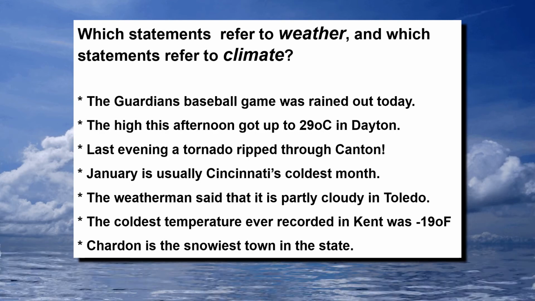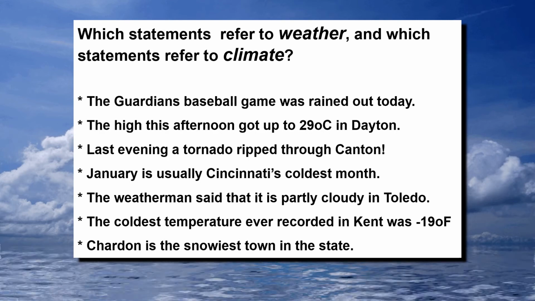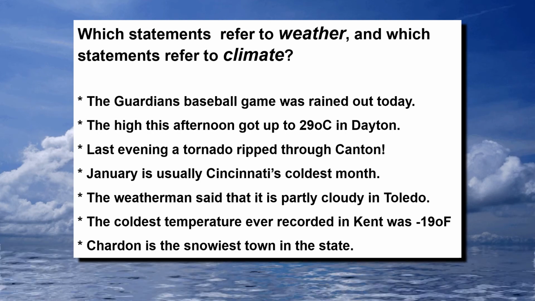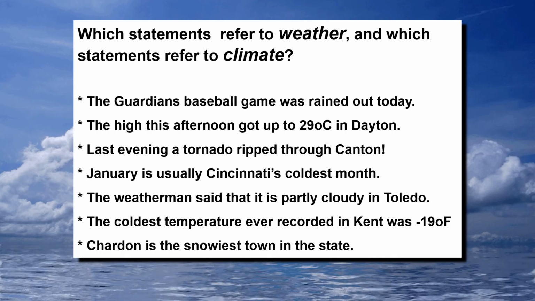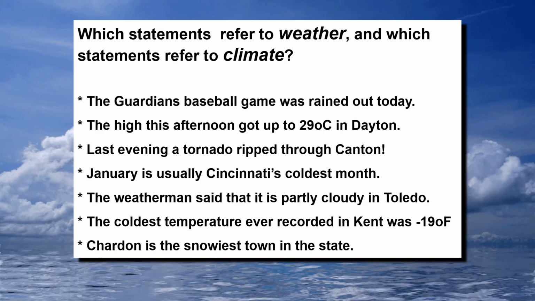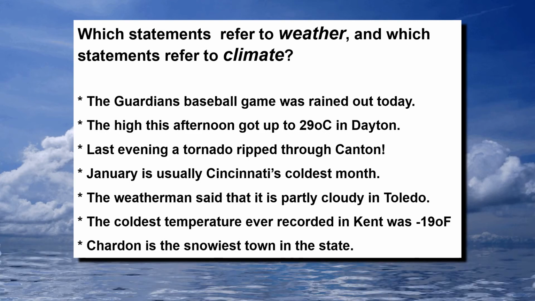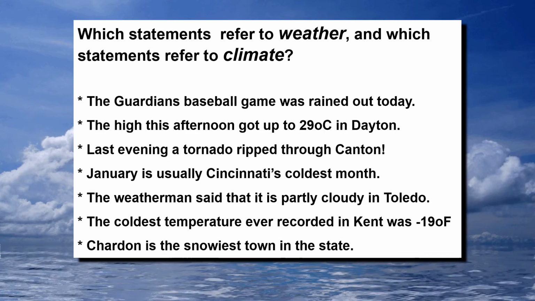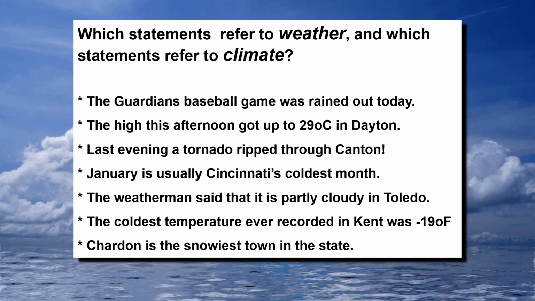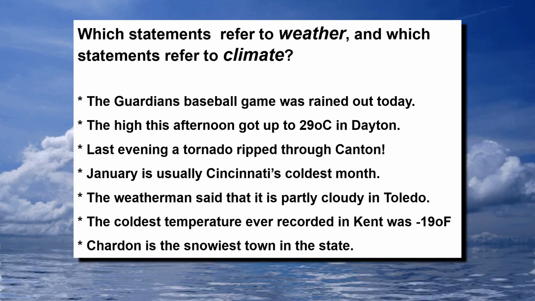How about this one? Last evening, a tornado ripped through Canton. Well, that's the state of the atmosphere at a given time and place. But how about this one? January is usually Cincinnati's coldest month. All right, that's climate. That's the usual, or that's the expected.